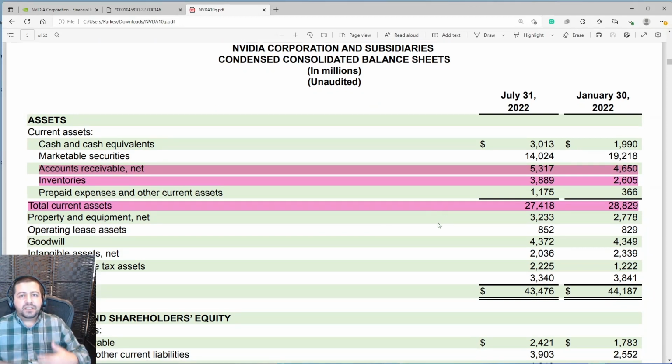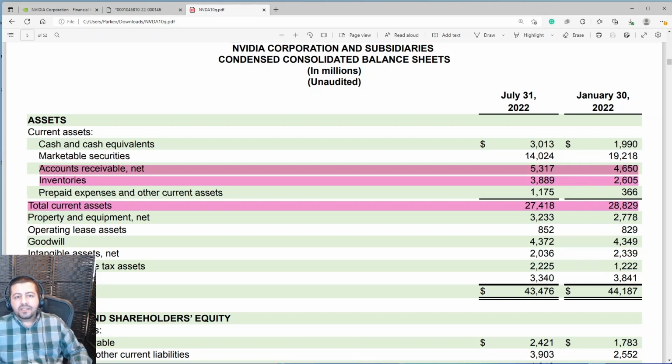And here you'll see the company's assets, you'll see their liabilities, you'll see how much cash they have, you'll see how much debt they have. And for Nvidia, they've got roughly 3 billion of cash on hand. That was higher than last year when they had 1.9 billion. Their accounts receivable increased to 5.3 billion, up from 4.65 billion, a considerable increase that I make note of. And also their inventories increased to 3.9 billion from 2.6 billion.